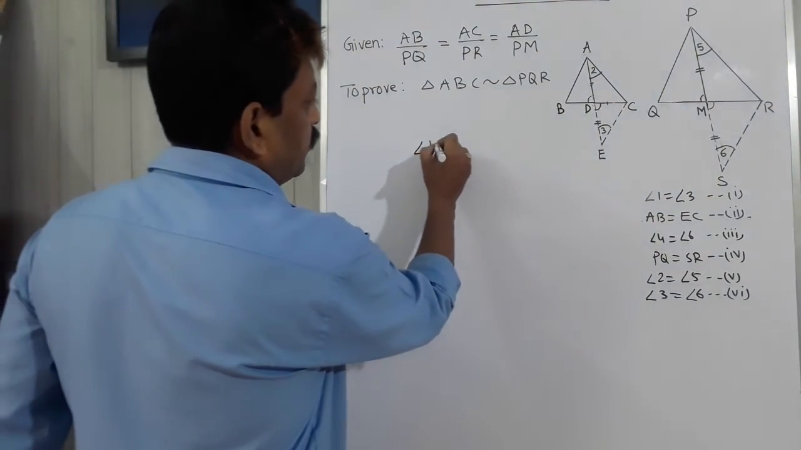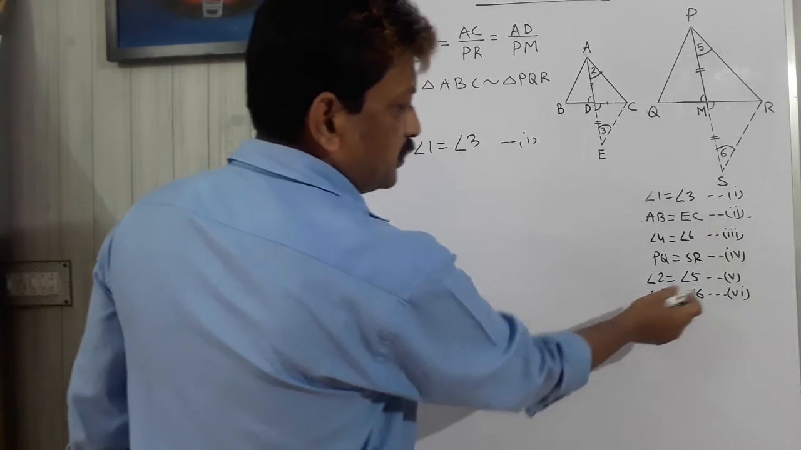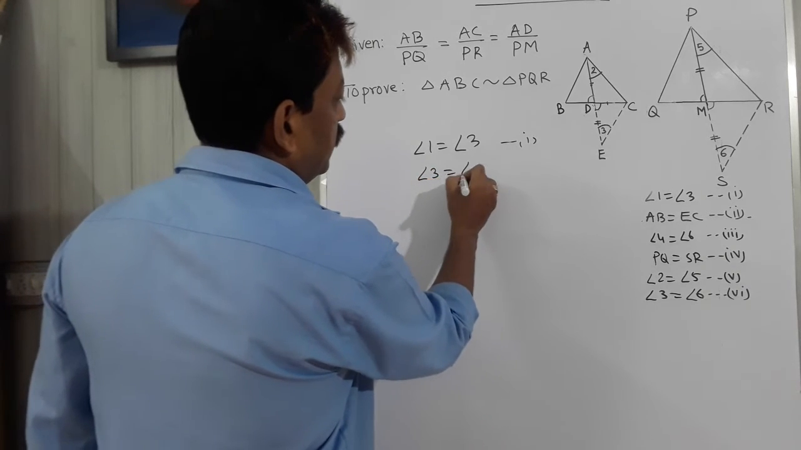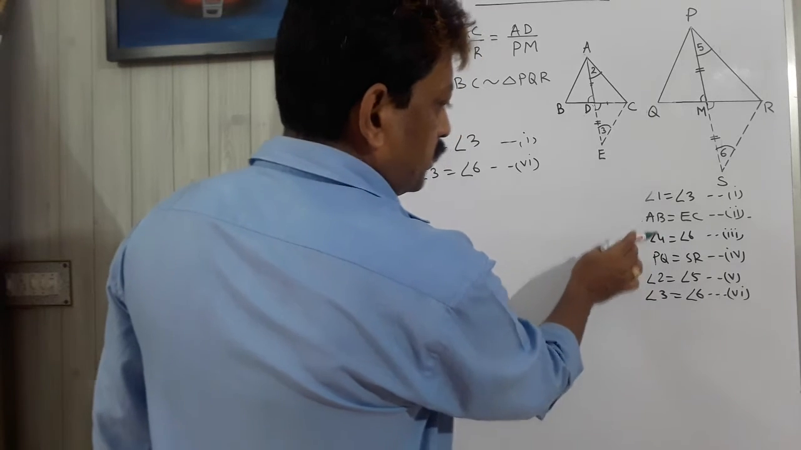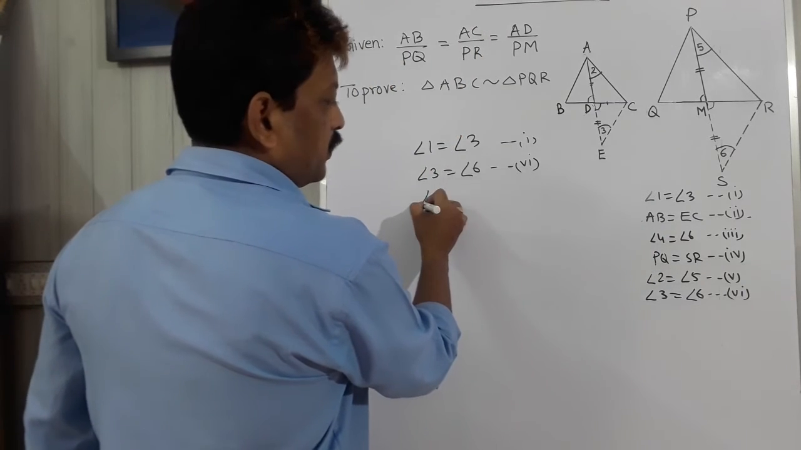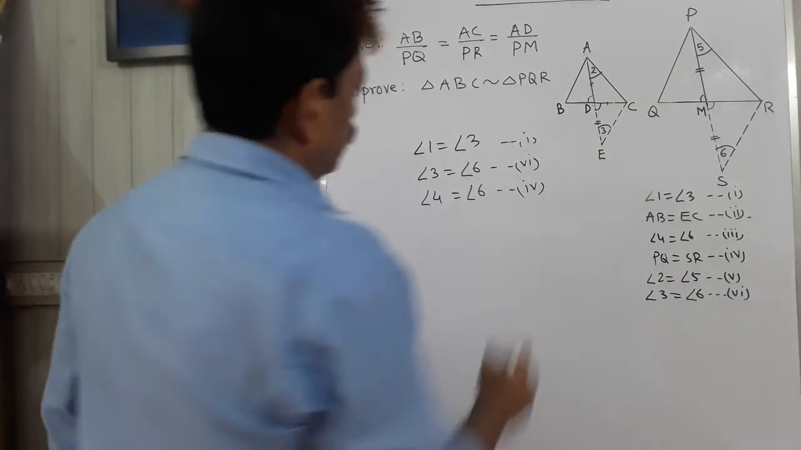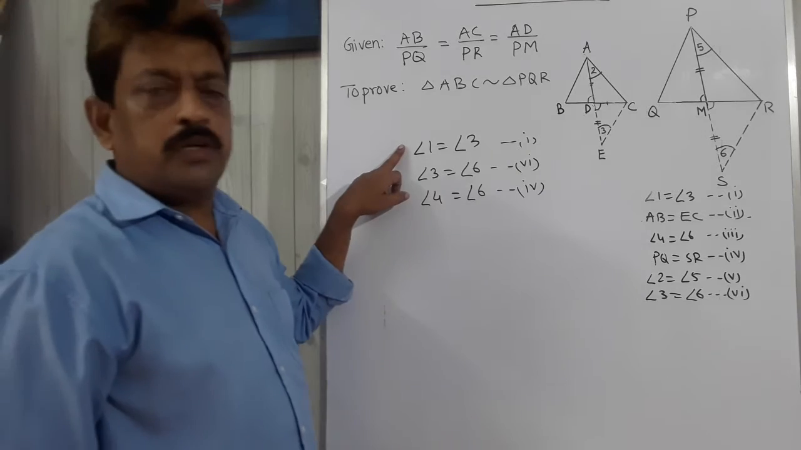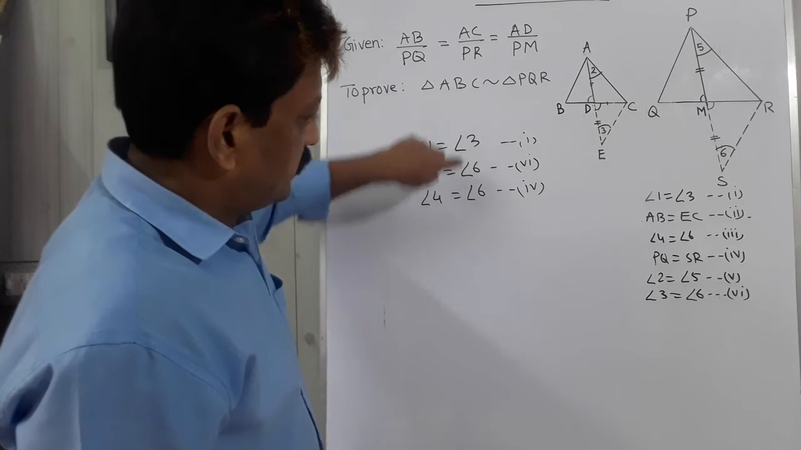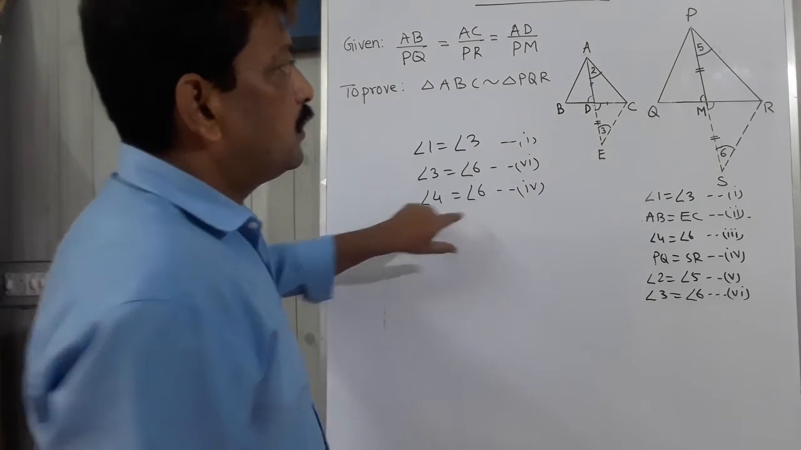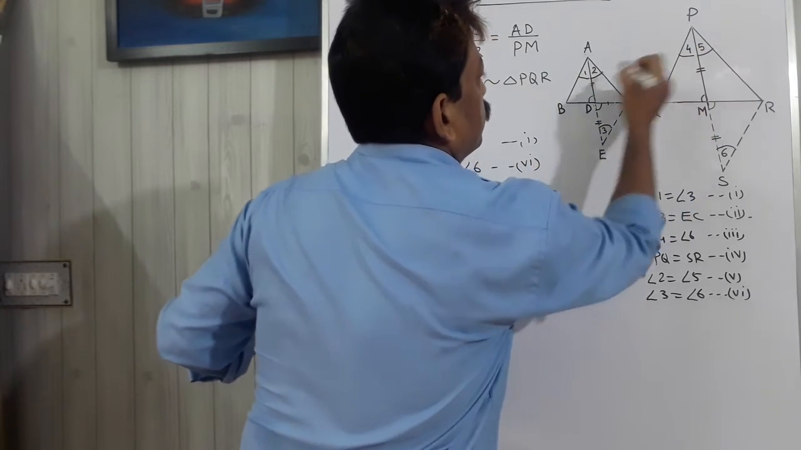From equation 1 we have got angle 1 equals angle 3. From equation 6 we have got angle 3 equals angle 6. And from equation number 3 we have got angle 4 equals angle 6. So from these three equations what are we getting? 1 equals 3, 3 equals 6, 6 equals 4. Means ultimately we are getting angle 1 equals angle 4.